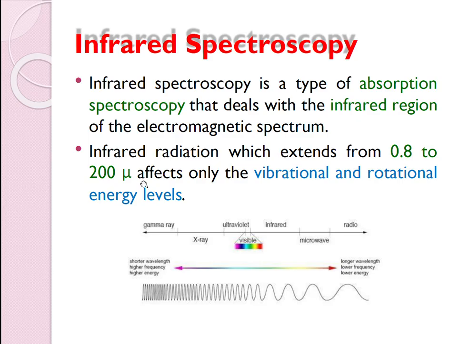The main difference between UV and infrared spectroscopy is that UV has higher strength and higher frequency or higher energy than that of infrared radiation. So UV can cause some electronic transition also, but infrared radiation is not strong enough as UV. That's why it affects only the vibrational and rotational energy level.